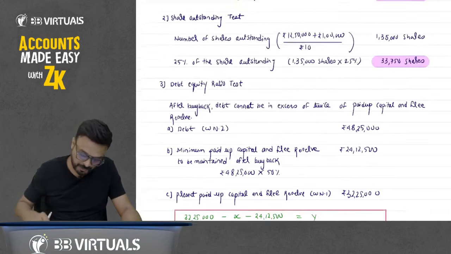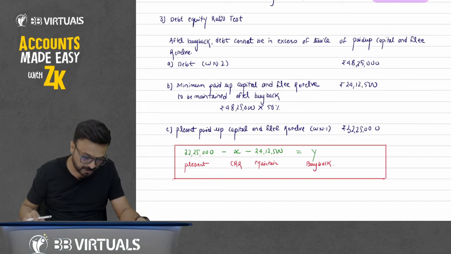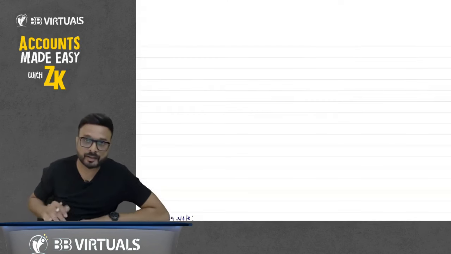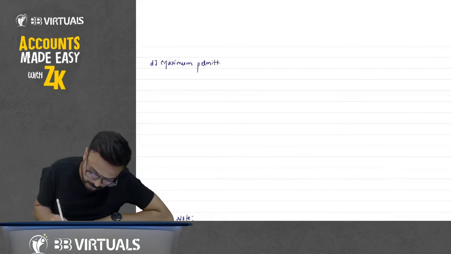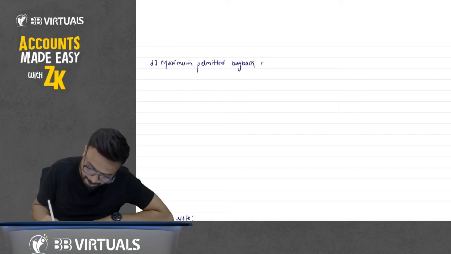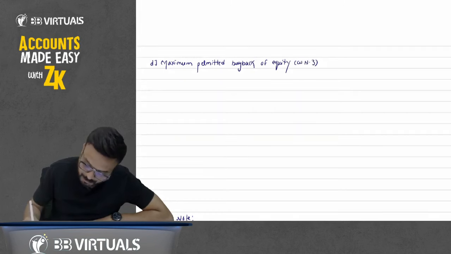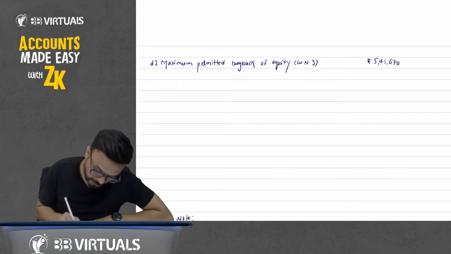Now write down here. We have written point number C. Below this, write down point number D: maximum permitted buyback of equity, which we have calculated in working note number 3. How much is the amount? This, 5,41,670.